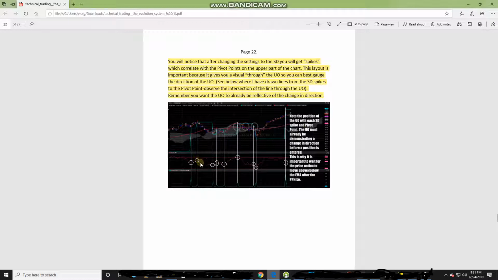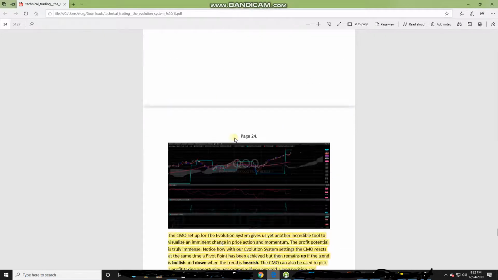Once you see this ultimate oscillator turn down and you're seeing price action below this red EMA, that's when you'd want to enter a position. Then hold the position until you see your next spike here. Basically, you don't see another standard deviation spike until the next pivot point, because this standard deviation is based off the pivot point, so it's not going to spike until there's a pivot.